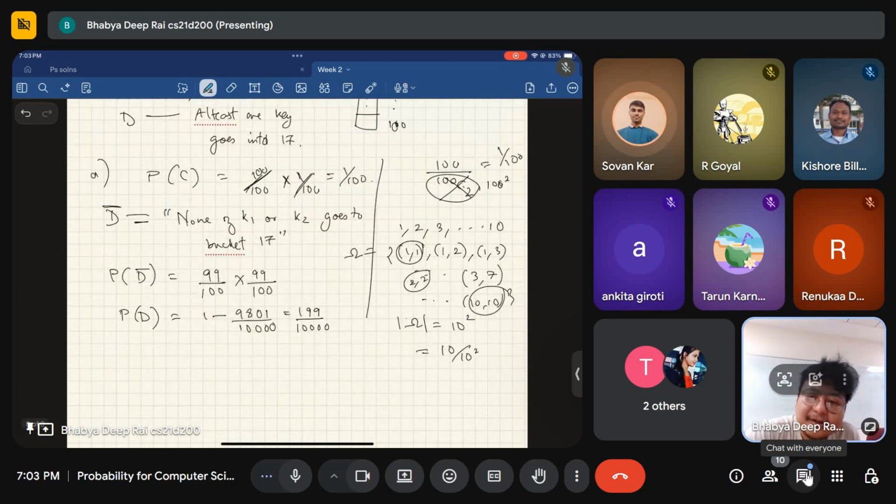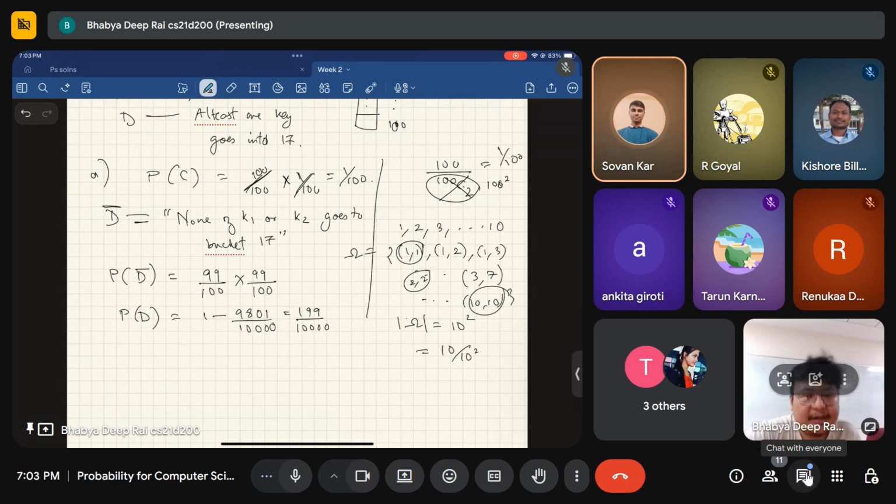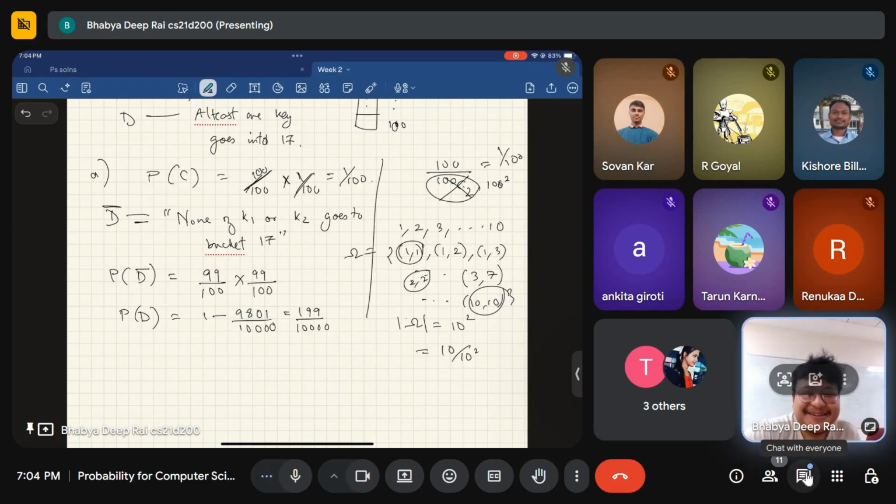Sir, it's either way possible. I was saying the previous way: both are going to bucket 17, that will be 1 by 100 into 1 by 100, plus at least one of them going to 17, 1 by 100 into 99 by 100 into 2. That will also give you the same answer. I was not saying it was wrong. No problem, sir. Okay.